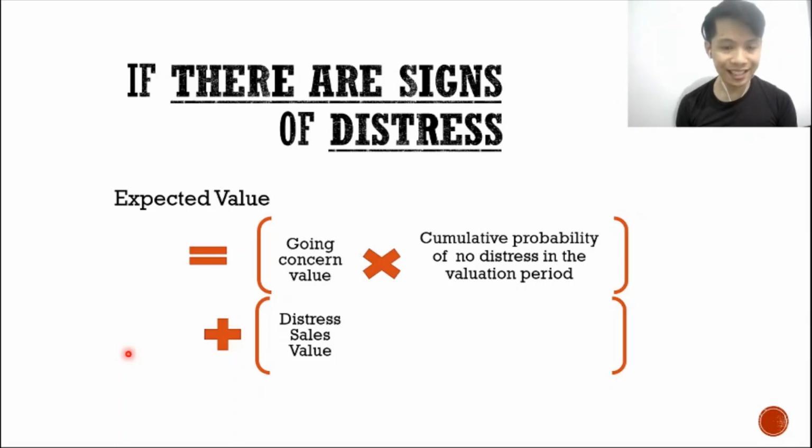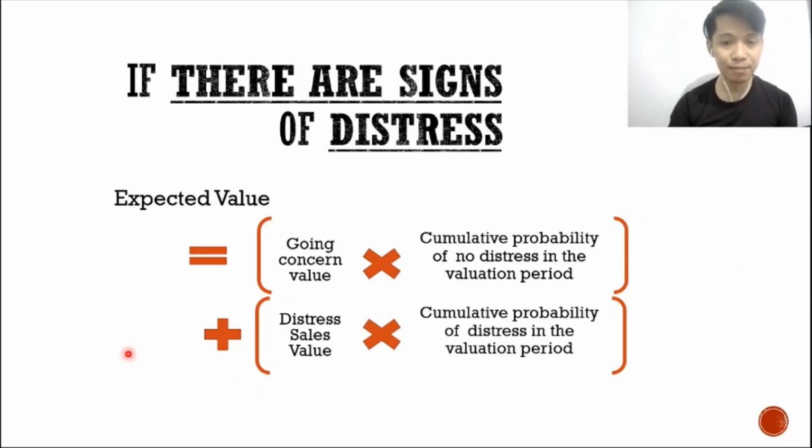In a distressed sales value, the assets will be sold at a very cheap price in order to hasten the liquidation of the company, and multiply this by the cumulative probability of distress in the valuation period. So again, if there are now signs of distress, it is now possible that the company is going to be bankrupt in the near term. The company has already maybe defaulted a principal or an interest payment.